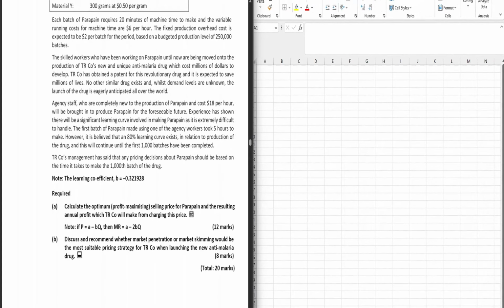For part A, as read earlier, the question is saying to calculate the optimum selling price for the paraffin and the resulting annual profit if the company is going to charge this price. So there are two requirements in this particular part A. To secure the 12 marks or maximum marks, you need to calculate the optimum selling price as well as annual profit. If you miss any one, you are not going to get the full marks here. Okay, and they also provided a note where they are saying if P equals A minus BQ, then MR equals A minus 2BQ. So indirectly they are saying to use the algebraic approach.